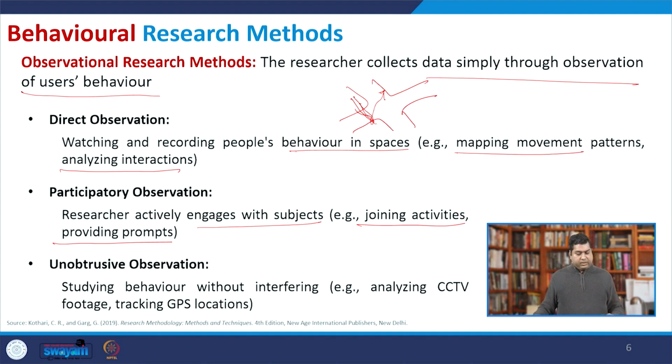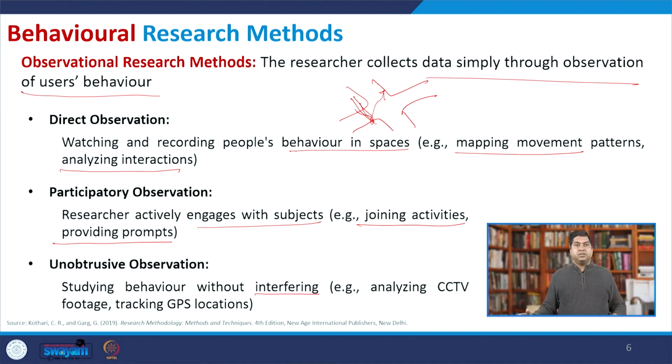The third category is unobtrusive observation. In this case, we study the behavior without interfering. So people will not know that you are actually investigating them, because sometimes with participatory observation, or even with direct observation, if people notice that you are measuring something, right, you are measuring some vehicle spot speed and all, people may behave differently.